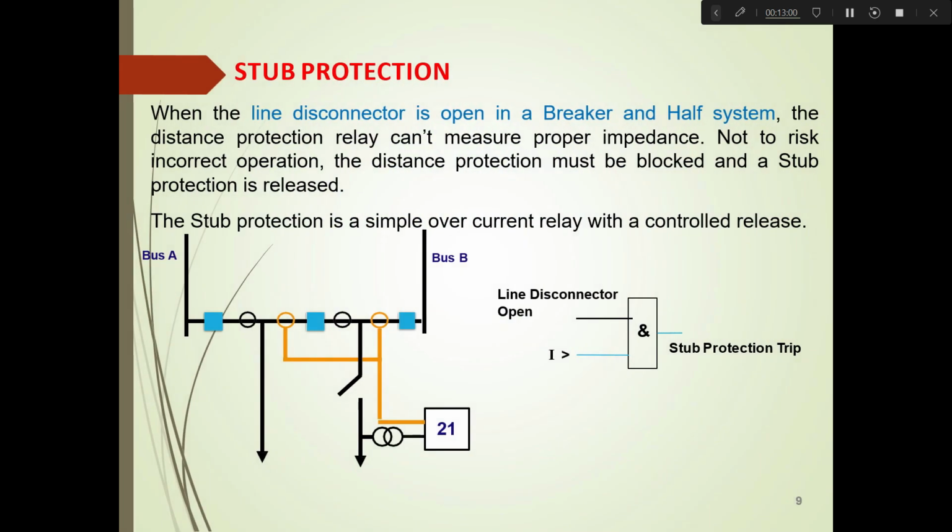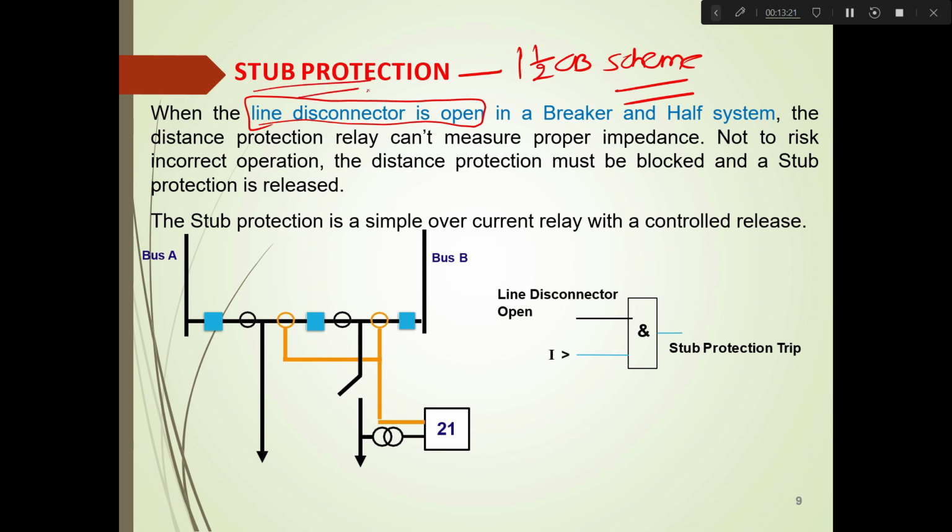So now moving on to the next topic, that is the implementation of Stub protection function. Stub is basically a protection function which is applicable only in case of 1.5 CB scheme. Another thing is this stub function is activated only when the line disconnector is open. So when your line isolator is in open condition, then only stub protection will come into picture.